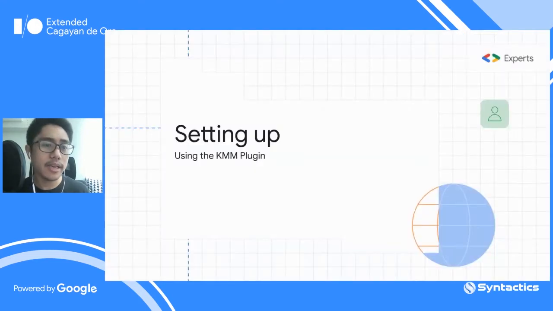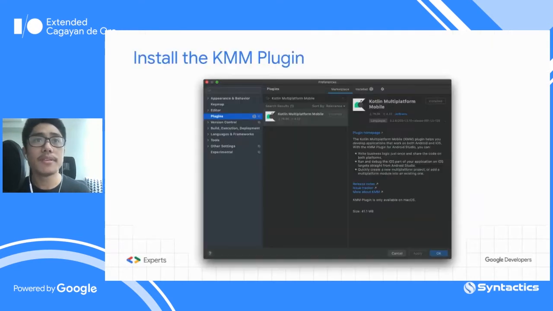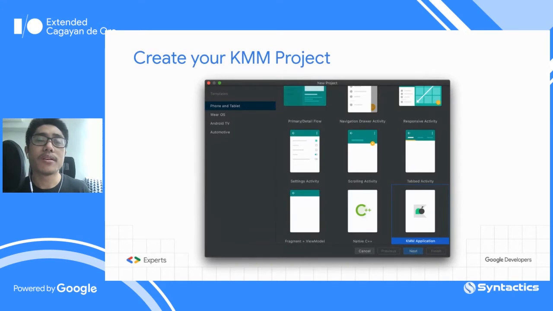To start, we have to use the KMM plugin. You can opt not to do so, but it would be much easier, especially if you're just getting into this. So set up the KMM plugin. Go to your Android Studio, go to your preferences and plugins. Make sure you have the plugin installed. If you have this plugin installed, this would allow you to have access to the KMM tooling.